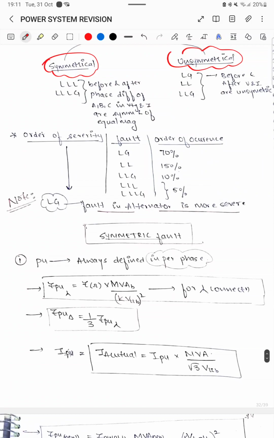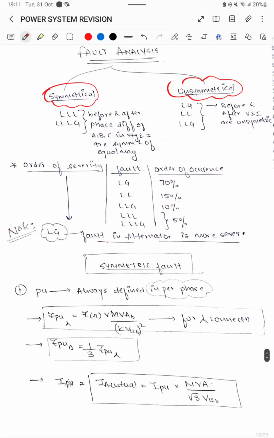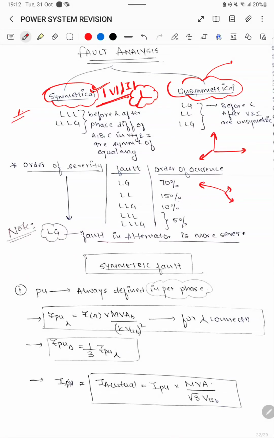Okay, so let's first understand the difference between symmetric and unsymmetric fault. Symmetrical faults are LL, triple L and triple LG. So what do we mean by symmetric? Voltage magnitude, current magnitude, and the phase difference between them remain exactly the same before and after the fault. Unsymmetrical means that before the fault it is symmetric, later on one will become big, one will become small, magnitude will change, their phases will change.